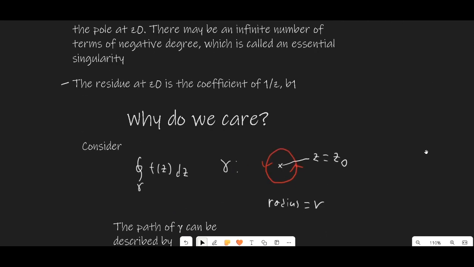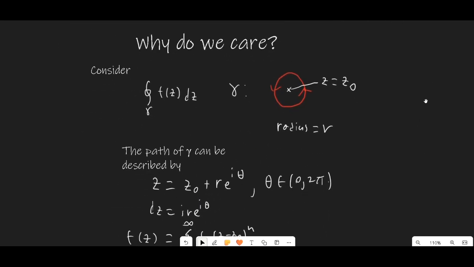So why do we care about residues? I'm going to show you why residues are so important. We're going to consider a contour integral over a curve gamma of f of z dz. This is a closed contour. And the point that we're worried about here is we're going to center our contour integral about a pole of some function.